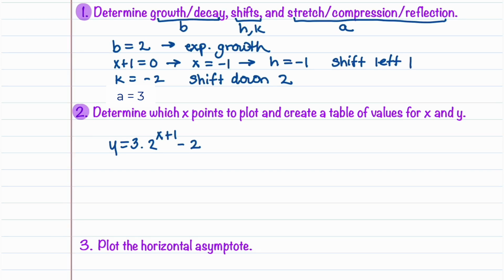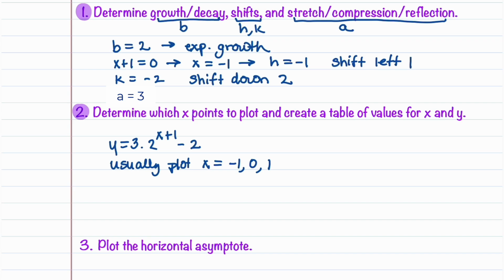When we plot an exponential function that doesn't have any shifts in it, we usually plot the points x is equal to -1, 0, and 1. That just gives us enough points to give us the general shape of the graph. Now, we're going to have to change this because we have a horizontal shift.